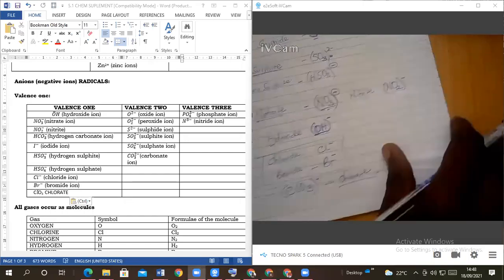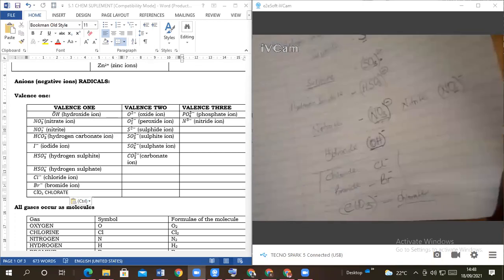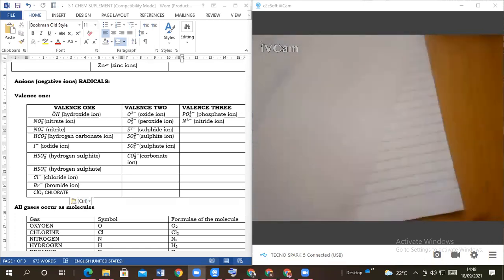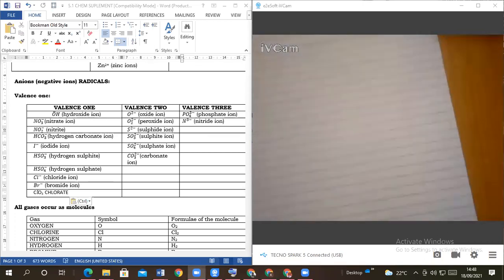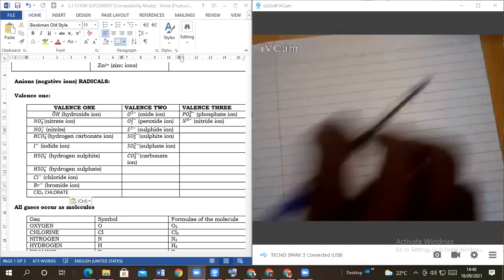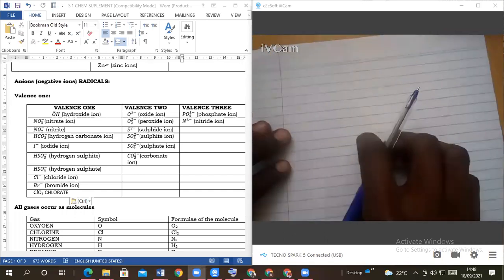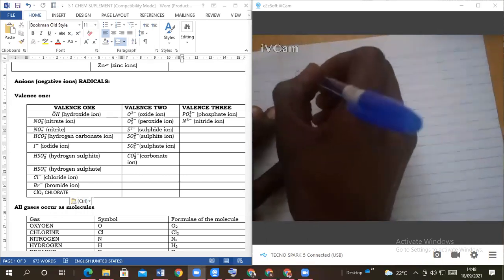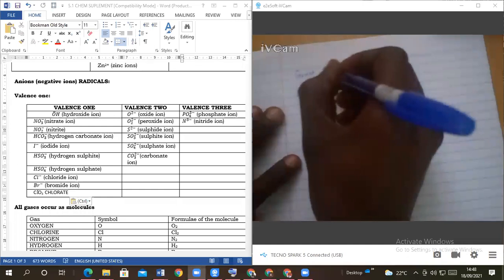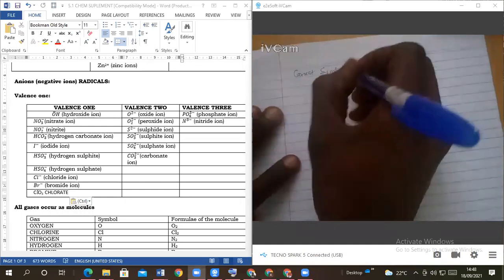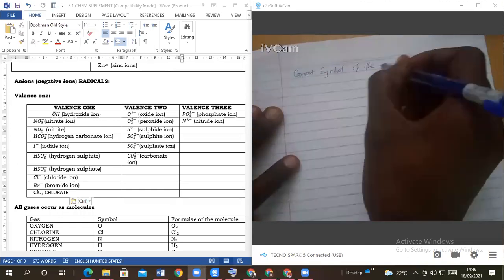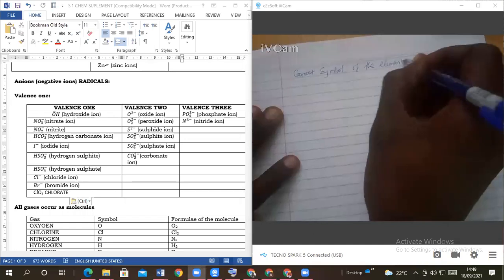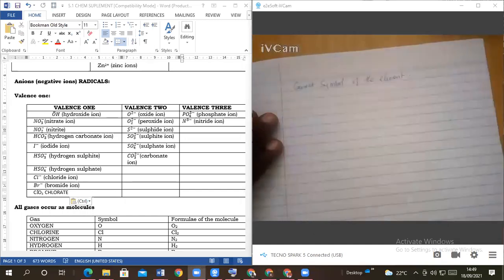Allow me to introduce you to writing chemical compounds, as we know. Now, when you're writing chemical compounds, you must know the correct formula. These are the steps. First, the correct symbol of the element.